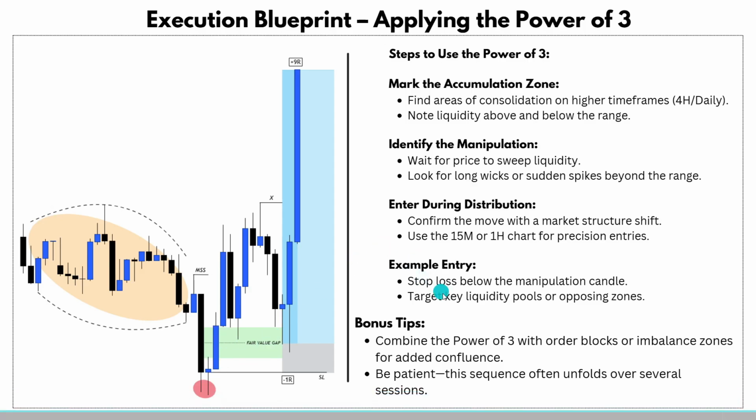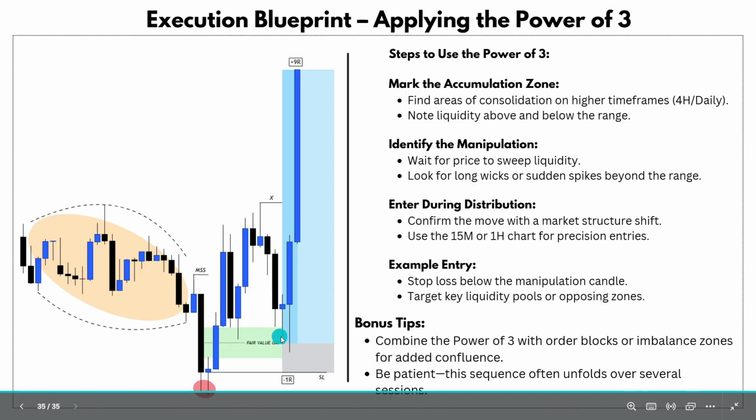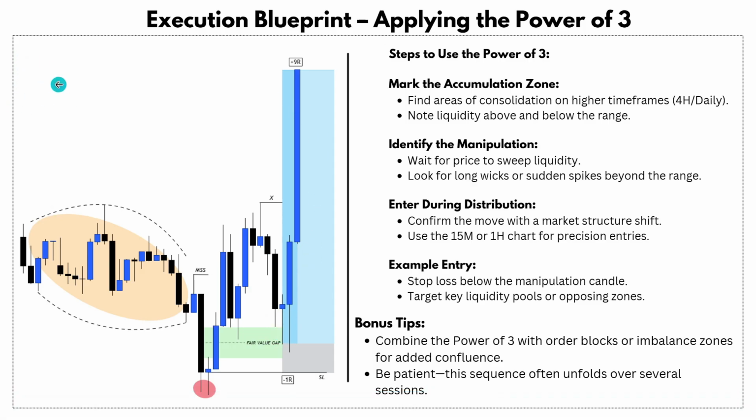And then where we target is our liquidity pools or opposing zones. So as you can see, after price mitigates our fair value gap, all we're looking for is opposing zones. So we may have a buy side high right here or another type of liquidity pool. This is where we're going to target. A bonus tip is to combine the power of three with order blocks or imbalance zones for added confluence. And also be patient. This sequence often unfolds over several sessions.